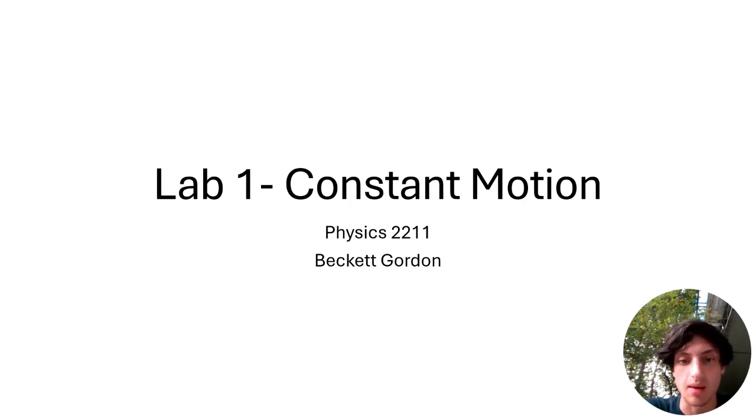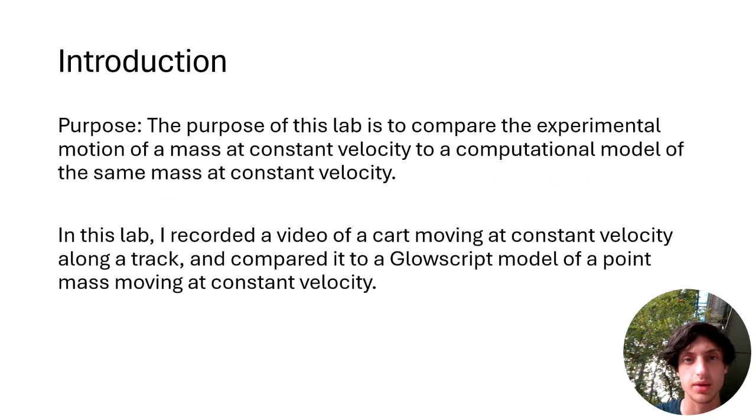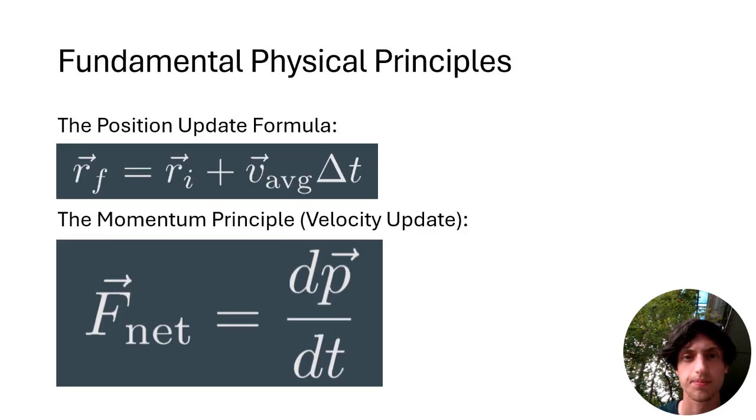I'm Beckett. This is Lab 1, Constant Motion for Physics 2012. The purpose of this lab is to compare the experimental motion of a mass at constant velocity to a computational model of the same mass at constant velocity. In this lab, I recorded a video of a cart moving at constant velocity along a track and compared it to a GlowScript model of a point mass moving at constant velocity.